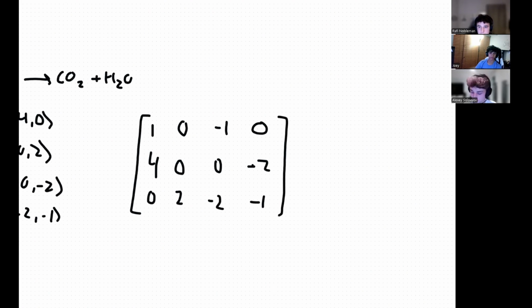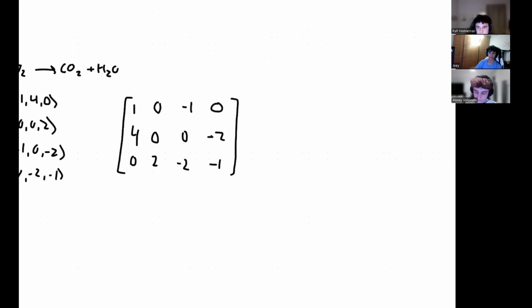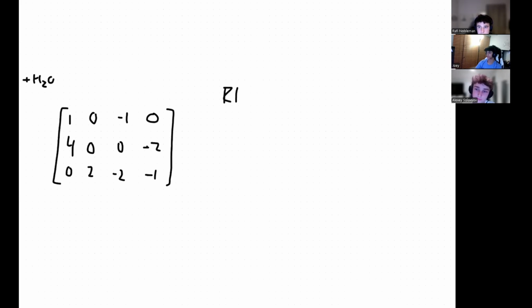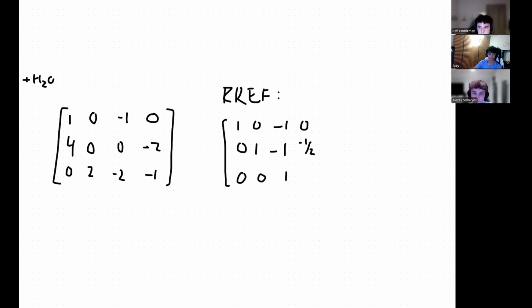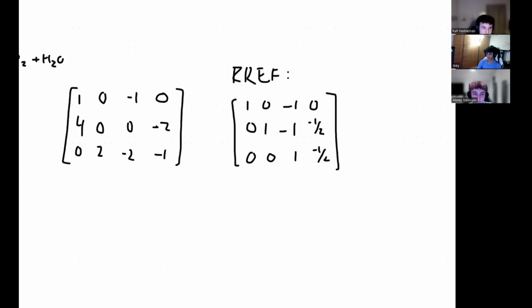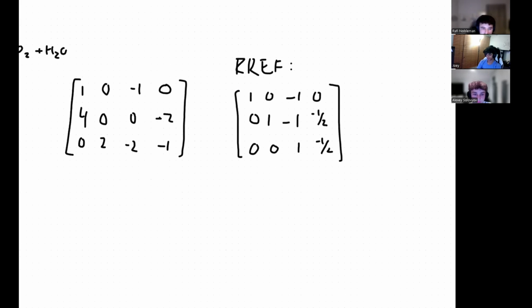Okay, so we have our matrix, and the reduced row echelon form of this matrix is 1, 0, -1, 0, 0, 1, -1, -1/2, and then 0, 0, 1, -1/2. From this matrix, we're able to rearrange it and solve for the variables.